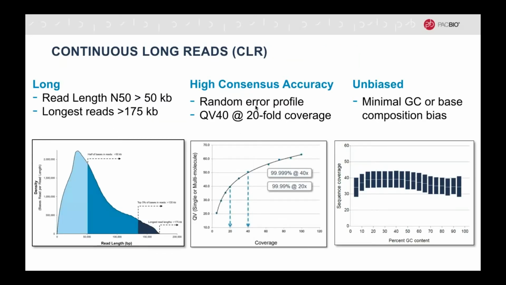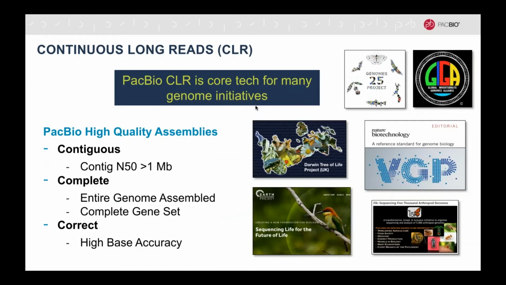For years, PacBio has offered continuous long read sequencing, or CLR. Continuous long reads have three characteristics that make them an especially powerful technology. Namely, the reads are long, they have a random error profile, so can achieve high consensus accuracy, and lastly, PacBio data shows minimal GC or base composition bias, so you have even coverage of PacBio data across most of the genome. For these reasons, PacBio has been selected as the core technology for many large-scale genome initiatives because it can be used to generate reference quality genomes that are contiguous, complete, and correct.